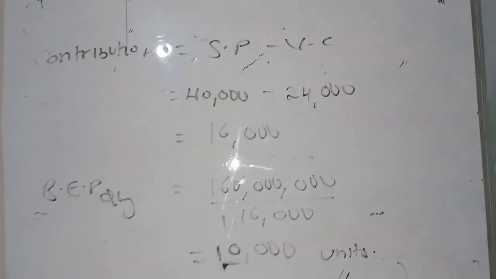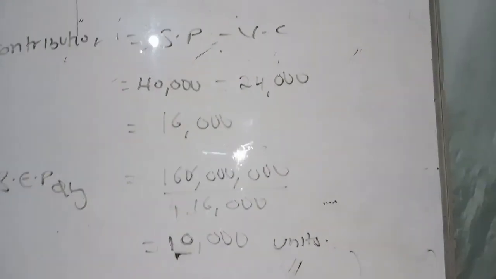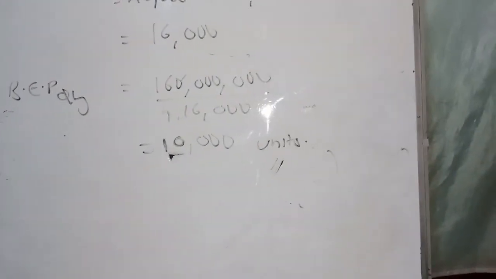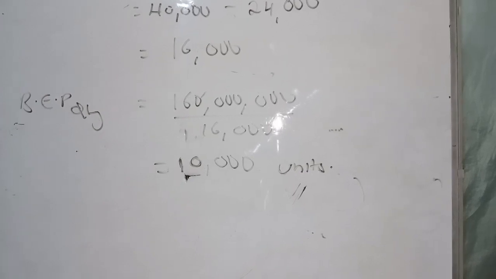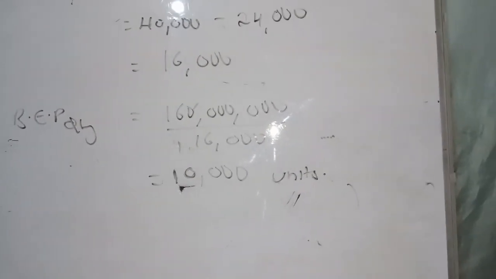Good. Then I can proceed now to get the break-even point quantity. I know the break-even point quantity is got from fixed cost divided by the contribution. So I know the fixed cost is 160 millions and the contribution is 16,000. So when I divide, I'll get the 10,000 units.